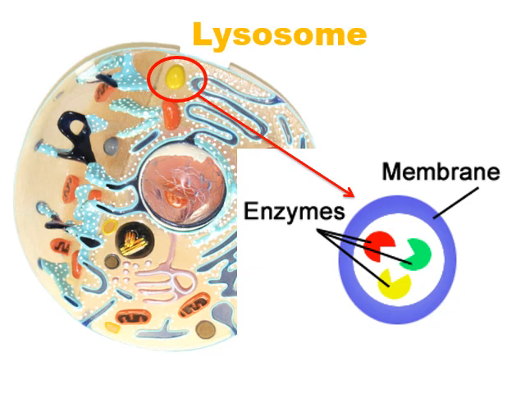The inside of the lysosome is more acidic than the cytosol. This acid environment activates the lysosomal enzymes and helps prevent the enzymes from damaging the cell if they escape to the cytosol. Lysosomes are known as the garbage disposal of the cell.